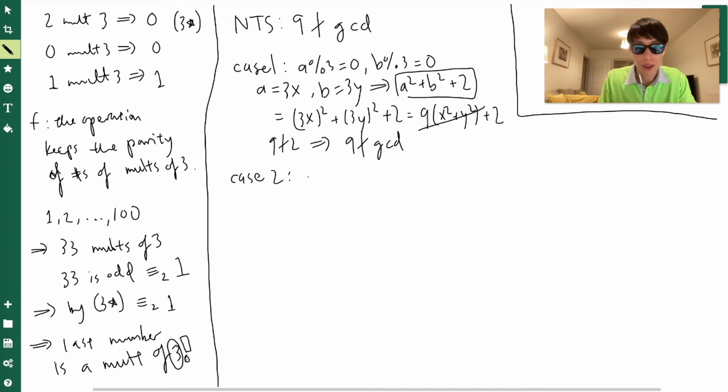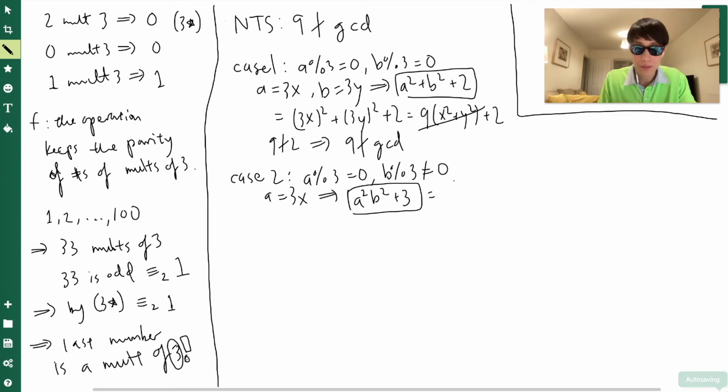we'll do a mod 3 is equal to 0, but let's say b mod 3 does not equal 0. So in this case, again, we can say a is equal to 3x. And this time, let's look at the second function that we originally plugged into the GCD, which is a squared b squared plus 3. Well, this is going to be equal to 3x squared b squared plus 3. And that's going to be equal to 9x squared b squared plus 3.